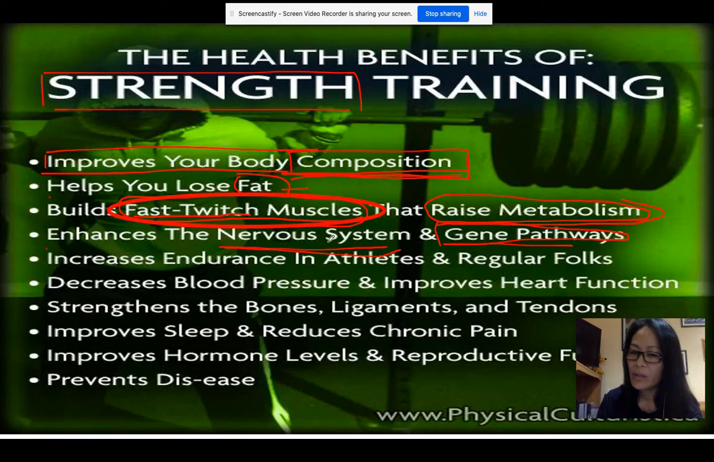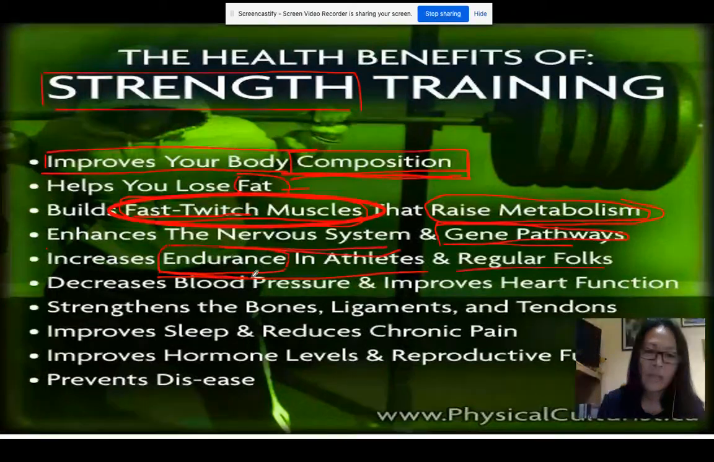Next one is increases endurance in athletes and regular folks. Endurance, kasi there are also two types of endurance. We can say endurance exercises. There's also an endurance for muscle. It's called muscle endurance. So, if you are an athlete, depende sa event mo, if you want to grow large muscles because ang event mo needs you to generate power, then you build muscles. Because there are athletes that don't need large muscles, no? Like for example, marathon runners, they don't need strong muscles. What they need is yung slow twitch muscles na mataas ang endurance.